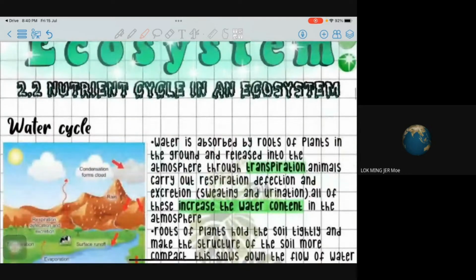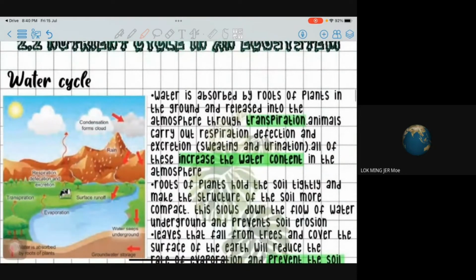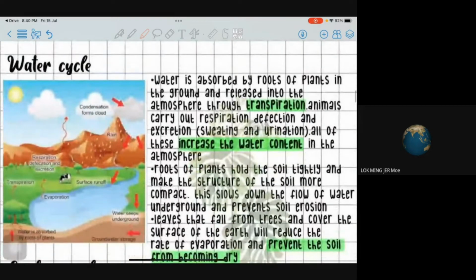Okay, so let's move to the water cycle. The water cycle you already learned previously in your primary level, and now you just repeat it in English. What I mean by water cycle is how water goes in a cycle in our daily life, which starts with water being absorbed by the roots of plants in the ground and released into the atmosphere through transpiration, and then animals carry out respiration and excretion, through sweating and urination.